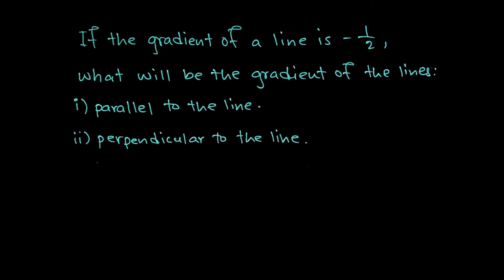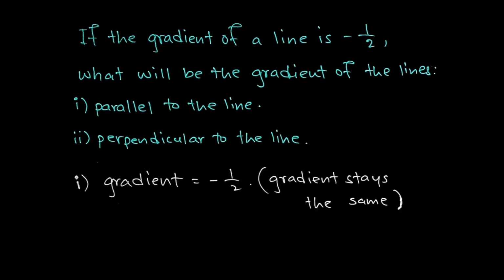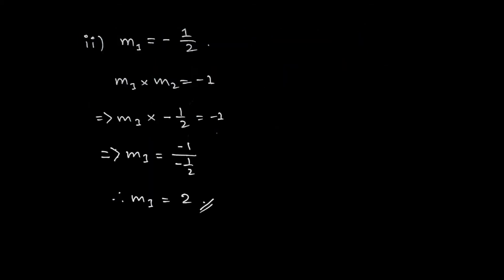Let us check out an example. If the gradient of a line is -1/2, what will be the gradient of the lines that are parallel and perpendicular to the line? The gradient of the line parallel to the line will be -1/2, since it is the same. The gradient of the line perpendicular can be found using the relationship m1 times m2 is equal to -1. We know the value of the gradient of one of the lines, which is -1/2. Putting the values and simplifying further in this relationship, we can get the gradient of the perpendicular line.